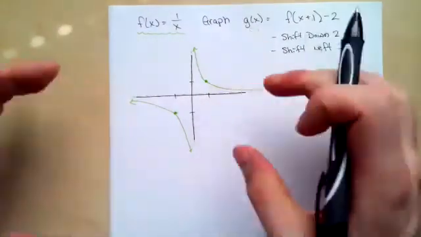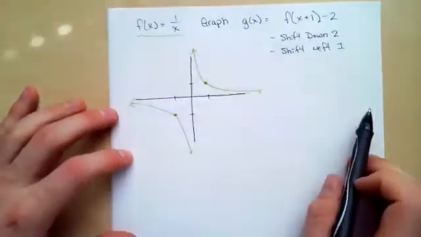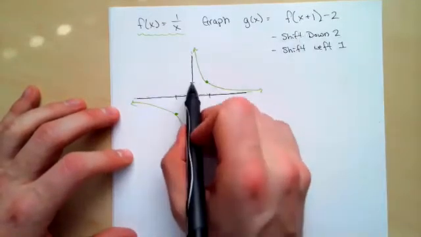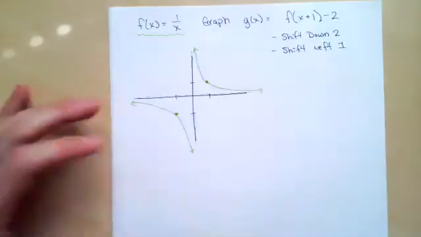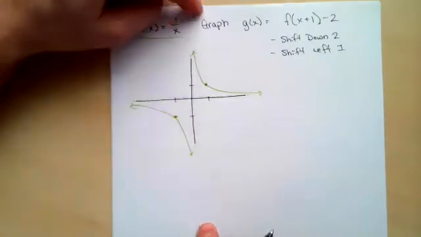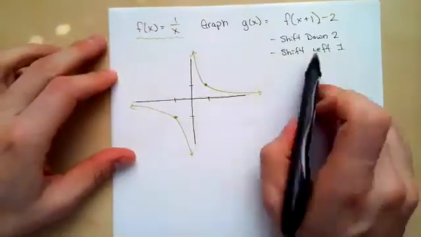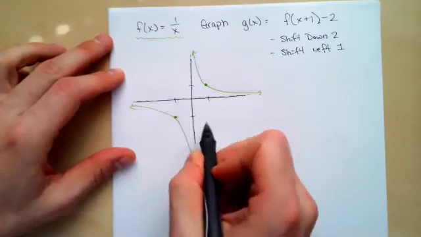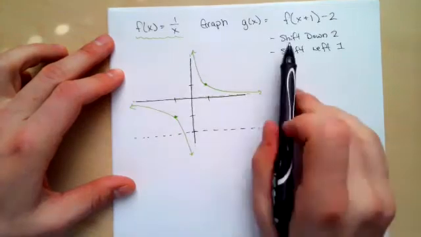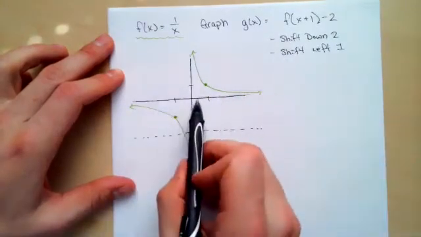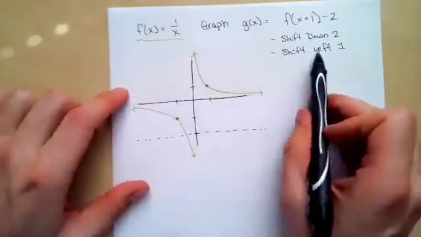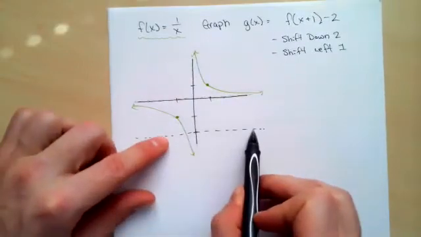And how do we find our g? We perform those indicated operations. We can do that to the point as well as to the asymptotes. So when I shift down 2, the vertical asymptote isn't going anywhere. Vertical asymptotes go off to infinity, and of course, if I just shift that down, it's going to stay in place. But the horizontal asymptote is now going to move down 2. And we're shifting left 1, so the vertical asymptote is going to move to the left. And that shift left isn't going to affect this horizontal asymptote.